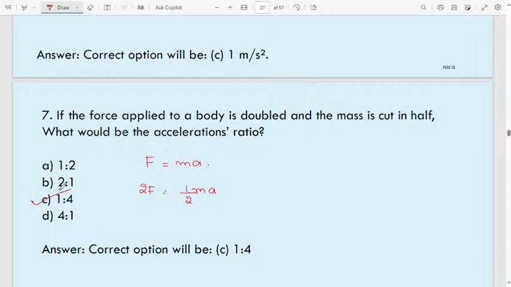The ratio will be 1:4. If the force is doubled, F will become 2F. Then mass is cut into half. Then what will be the acceleration? Acceleration will be 1:4. Consider moving this 2 here, 2 twos are 4. The acceleration will be 1:4.